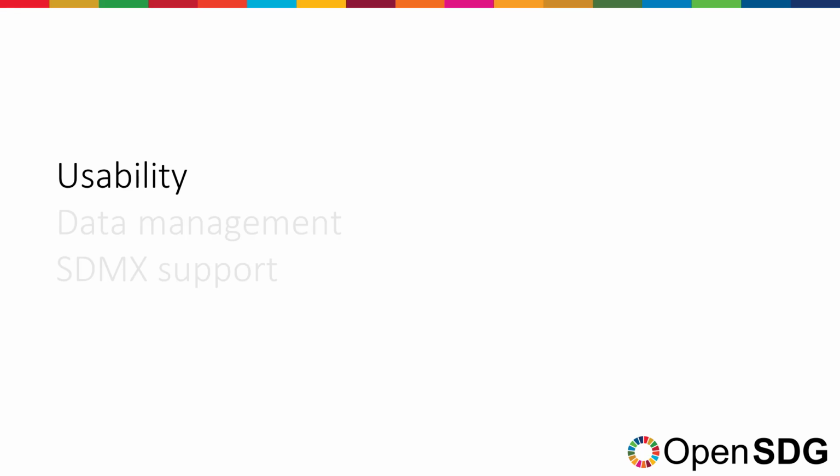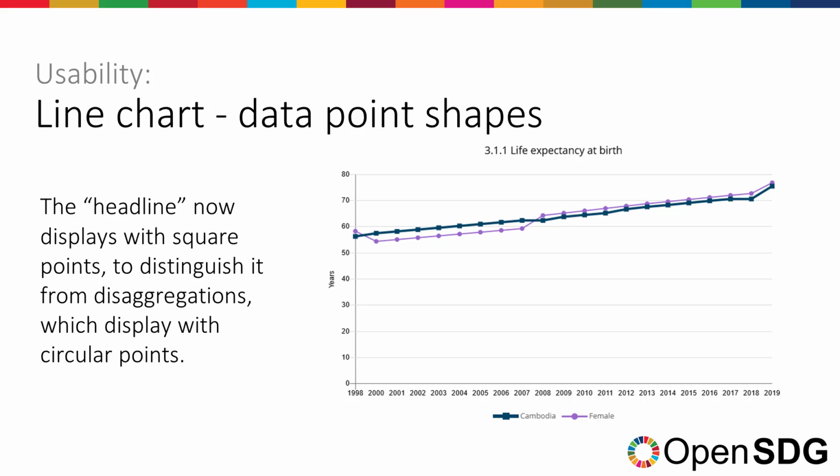Let's start with usability. On line charts in Open SDG, the headline now displays with square points to distinguish it from disaggregations, which display with circular points.